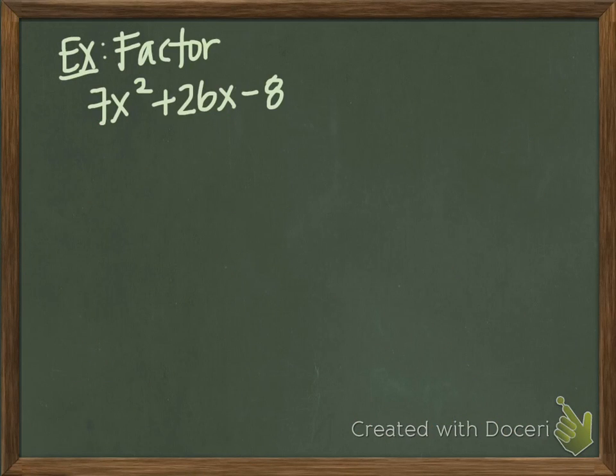All right, next example. First step, pull out the GCF, greatest common factor of 7x squared, 26x, and minus 8. I can't think of a factor they all have in common, so I don't think we have to do step 1 here. Step 2, identify A, B, and C.